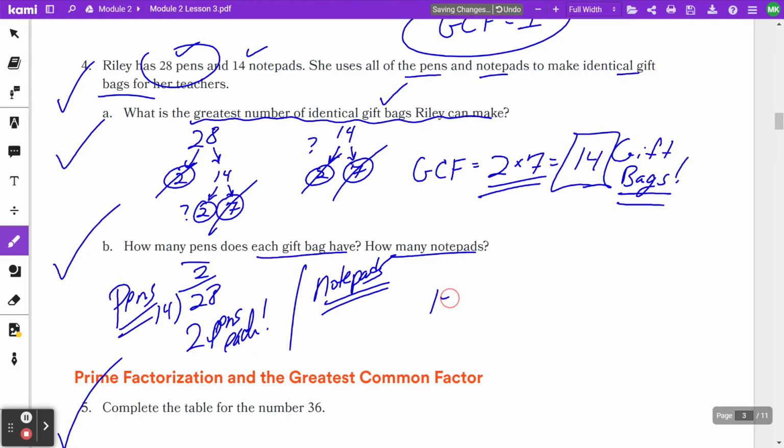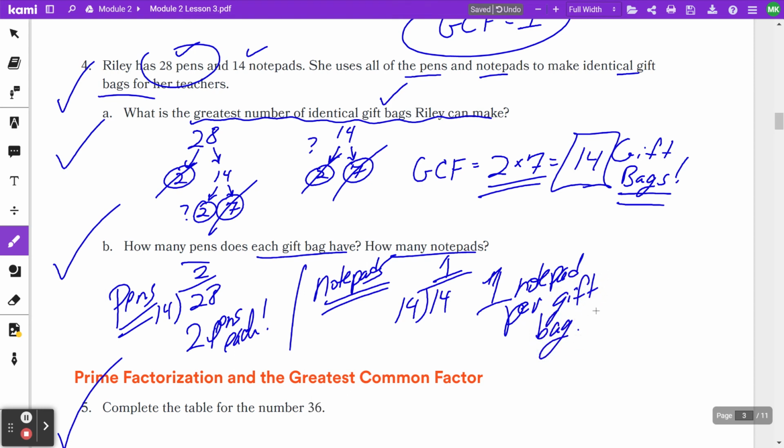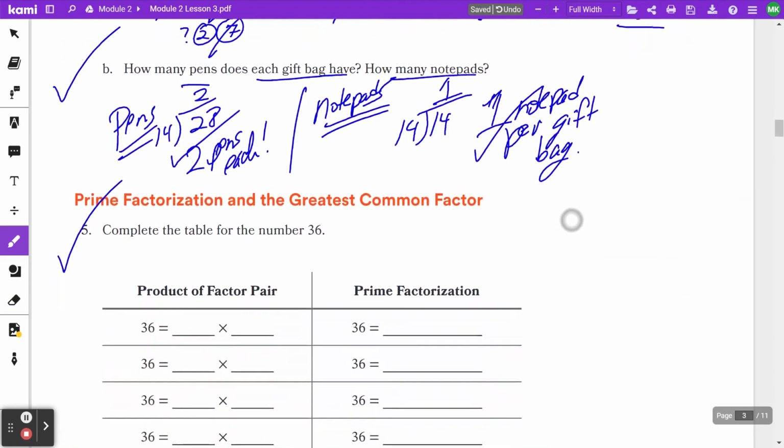So 2 pens in each bag. And notepads, well, she only has 14 notepads, and she's making 14 gift bags. That means only 1 notepad per gift bag, right? Just like that. Okay, so each gift bag has 3 items, 2 pens and 1 notepad. 14 total gift bags, GCF 14, out of 28 total pens and 14 total notepads.